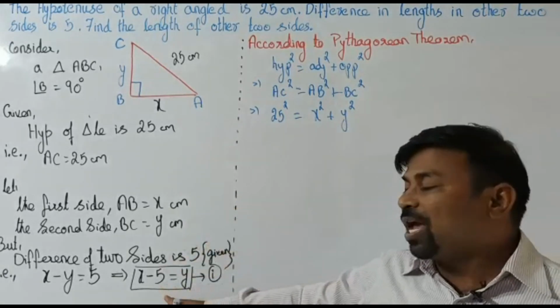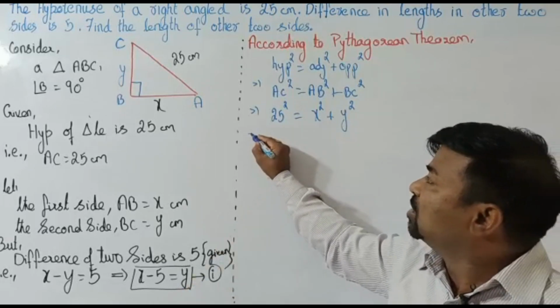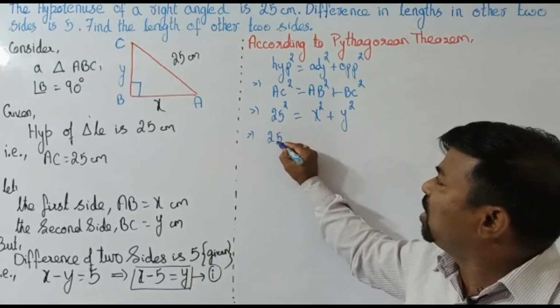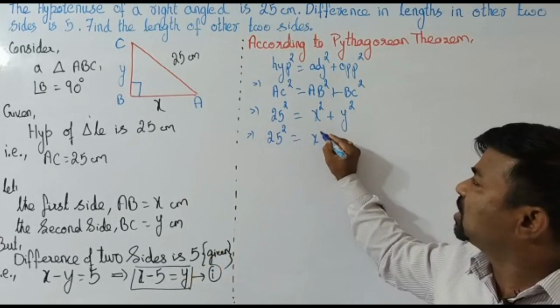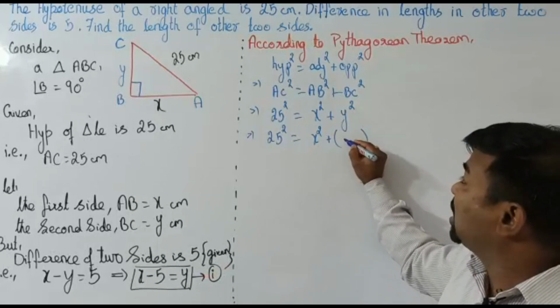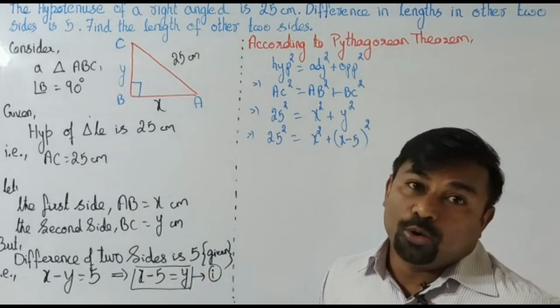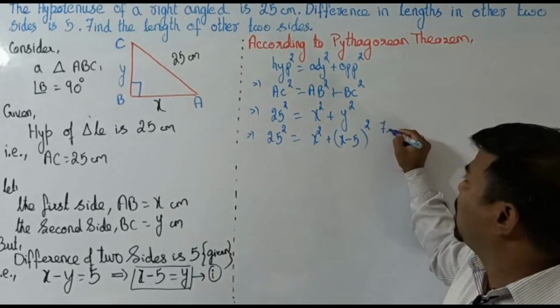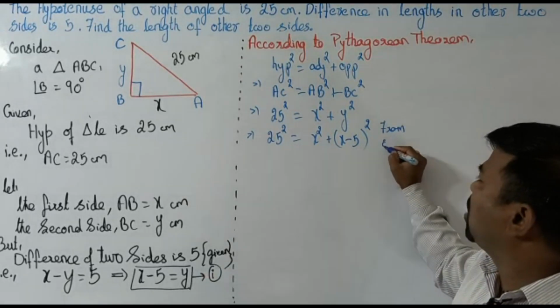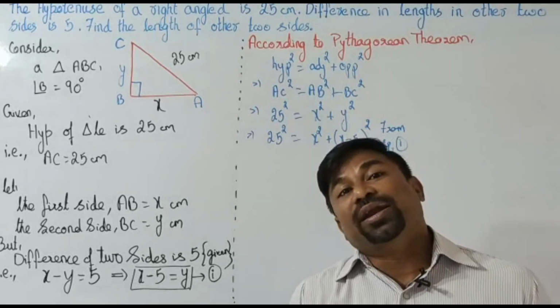So, let's come back to the helping relation or the helping variable here. Equation 1 is 25 squared equals x squared plus y squared, but in the place of y, let us plug in x minus 5. From equation 1, I like to plug it back. Now, simplify it and make a quadratic equation.